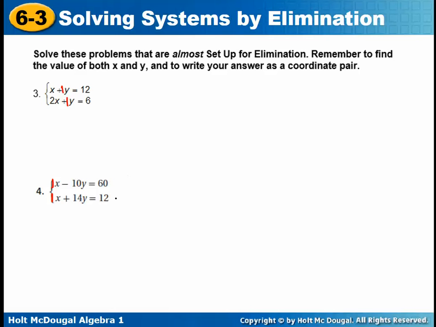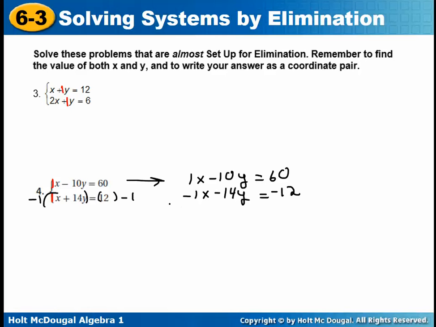So on number 4, I'm going to take the second equation and multiply both sides by negative 1. The first equation I'm just going to rewrite exactly the same as it was. Didn't change a thing. But on the second equation, when I multiply by negative 1, that changes the sign of every term. So negative 1 times 1x is negative 1x. Negative 1 times 14y is minus 14y. And 12 times negative 1 is negative 12. And now I'm ready to use elimination because now I have 1x and minus 1x.